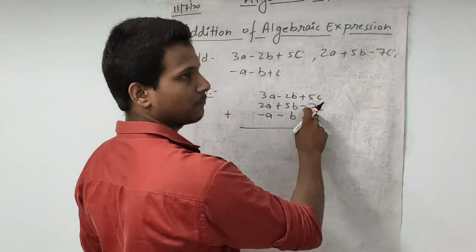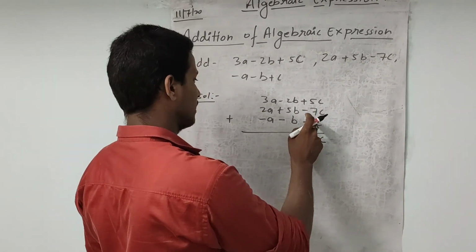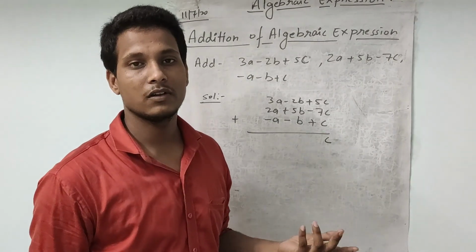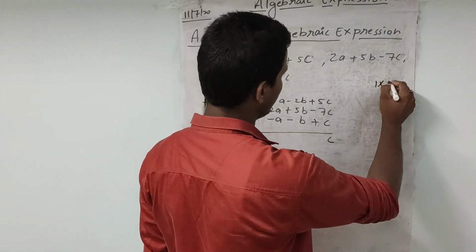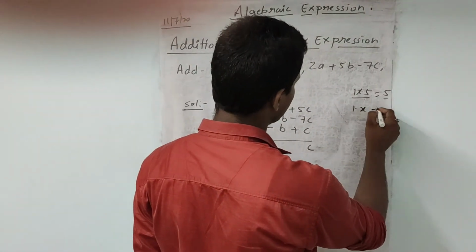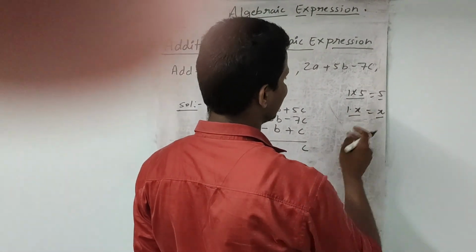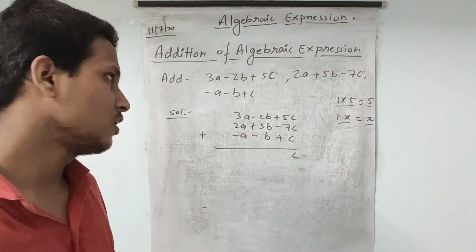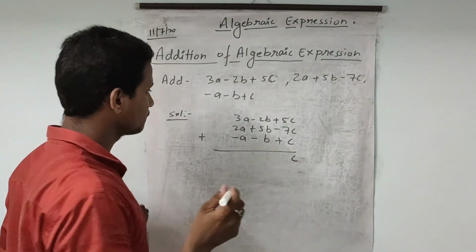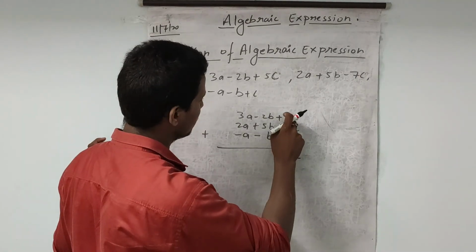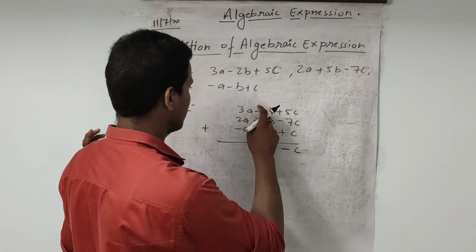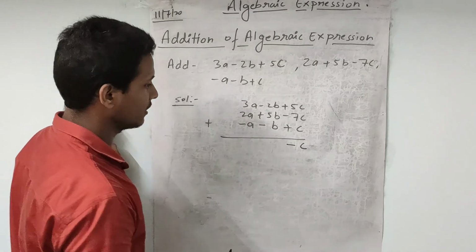So 5 and minus 7, that is minus 2. Minus 2 and 1. If nothing is written before a variable, we consider it as 1, because if you multiply 1 into 5, that is 5. So whether you write this or this doesn't matter. Either we write 1 into x or x, both are the same. So x is considered as 1x, or any variable given singly is considered as 1. So for positive and negative, 7 minus 5 is minus 2, and plus 1, that is minus c. Then minus 2 and 5, that is plus 3.